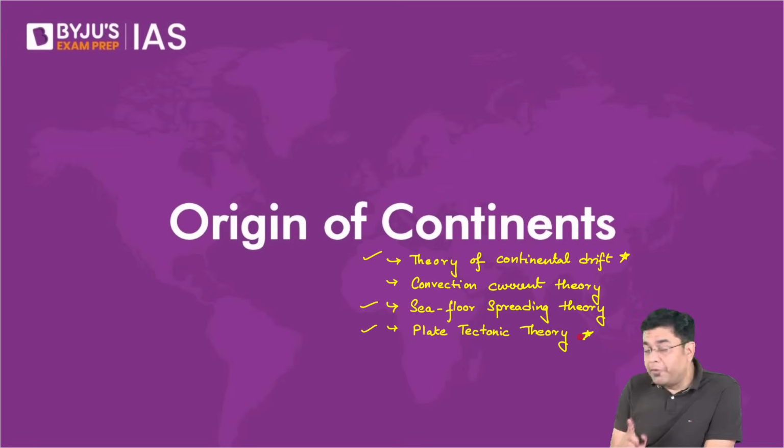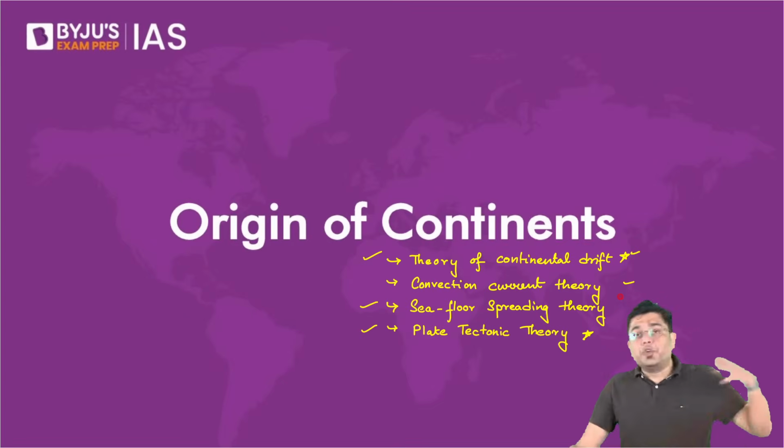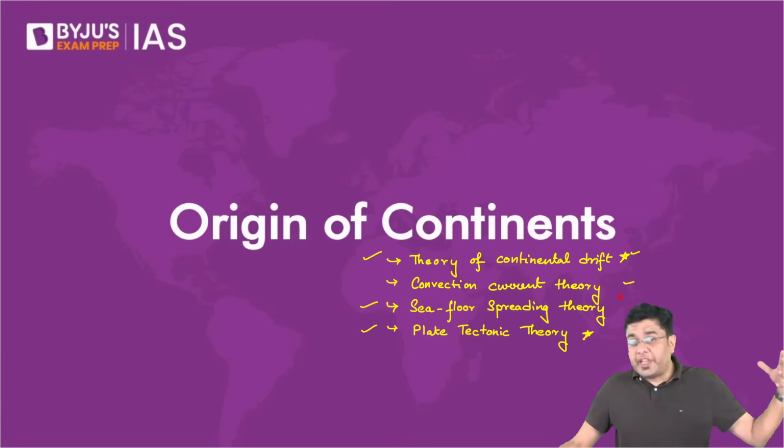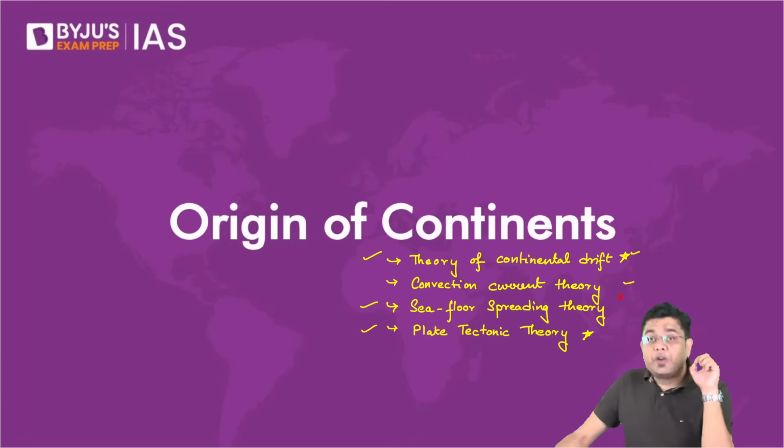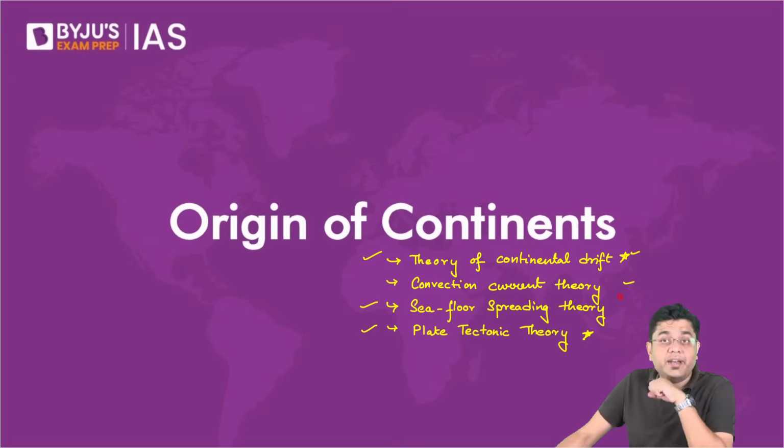Now, again, I would reiterate here that the theory of continental drift, the theory of convection current, the theory of seafloor spreading, they are not valid theories as of today. These have been postulated almost a century back. It is the plate tectonic theory which is followed in order to understand the origin of the continents and the shape of the continents and the oceans and the various different events and landforms that they end up creating in the process.